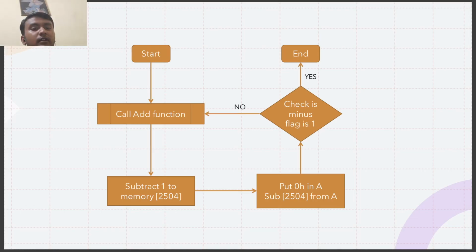So it is a data flow for multiply function, where first of all I call add function and subtract 1 from 2504, that was iterator, and put a 0 in accumulator and subtract 2504 from A, and check whether the minus flag is 1 or 0. If the minus flag is 1, then we end our function, and if it is not, then we iterate again.